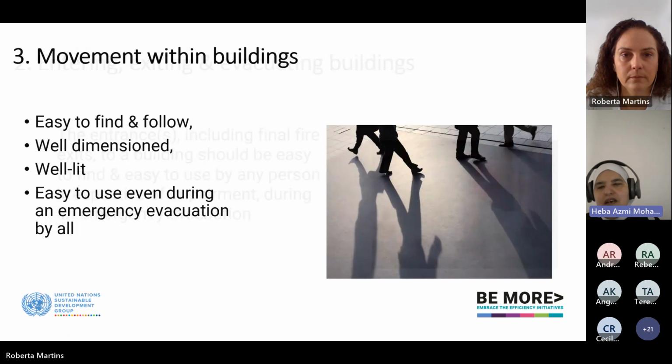Next slide, please. So for movement within the buildings, we have to make sure that it's easy to find and easy to follow. It's well dimensioned and well lit, and easy to use even during an emergency evacuation by everyone, especially because everyone is moving so fast during an emergency evacuation. So we have to ensure the safety of everyone, including persons with disabilities.